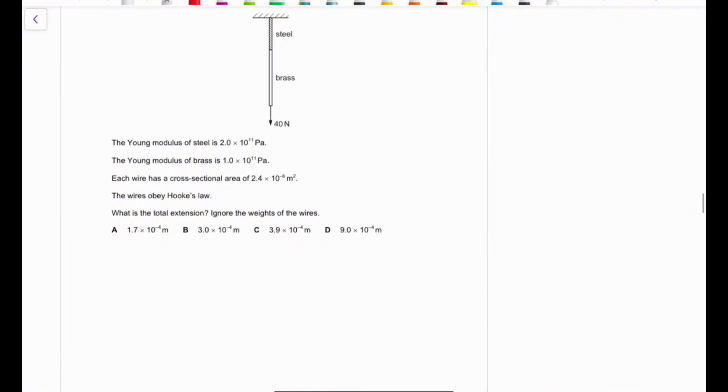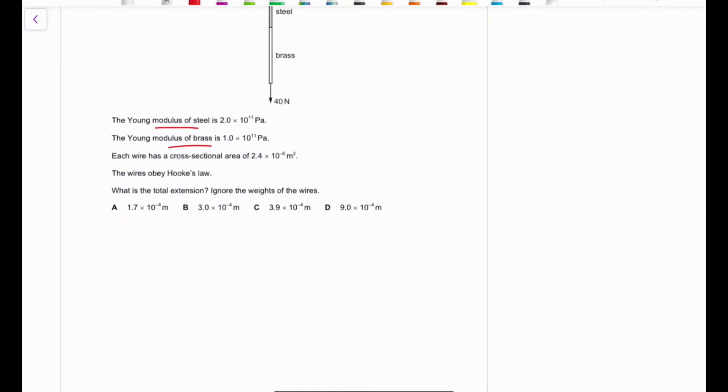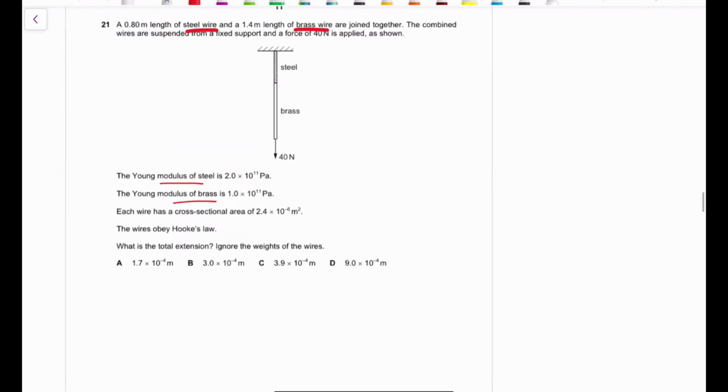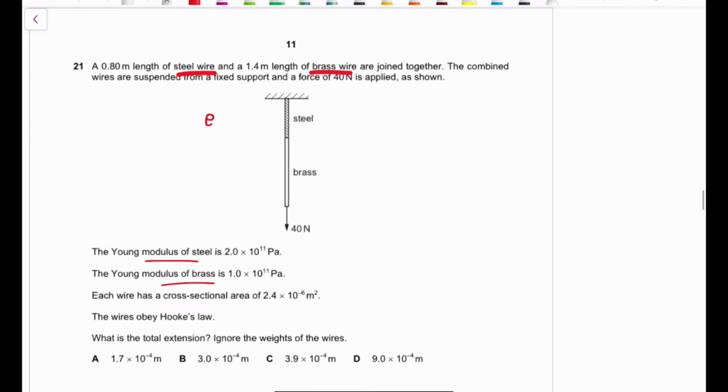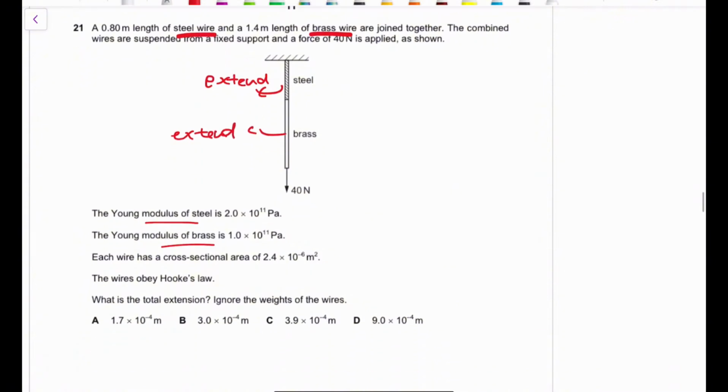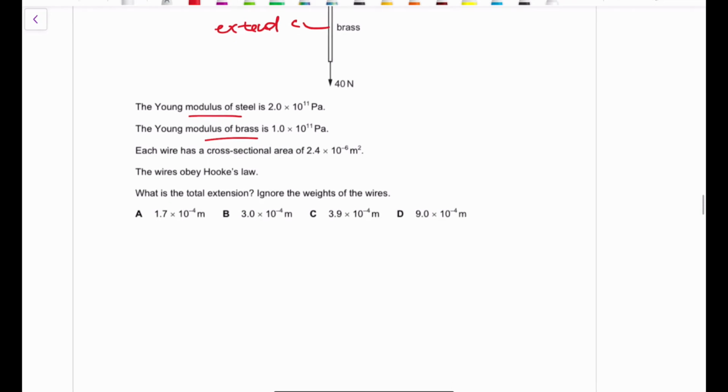We're given the Young modulus of steel and the Young modulus of brass, and we've been asked to find the total extension that is possible. So what's going to happen? Steel is going to extend, and then brass is also going to extend. My total extension is going to be the sum of those two extensions, one for steel and one for brass.